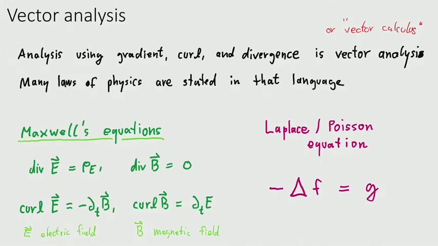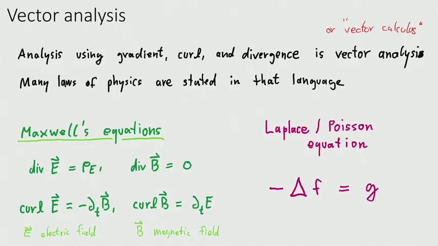Now, we've got a bunch of differential equations here. The divergence of the electric field equals the electric charge. So we've got one equation that uses the divergence. The divergence of B equals 0. And then we've got the following relations that involve the curl operator. The curl of the electric field equals the negative time derivative of B, and the curl of the vector field B equals the time derivative of the electric field.